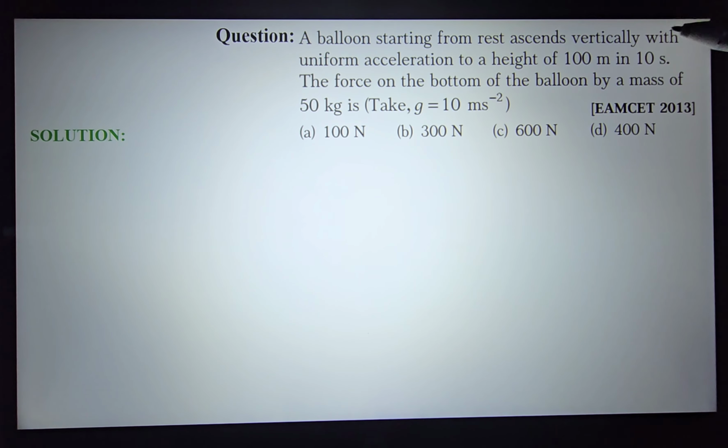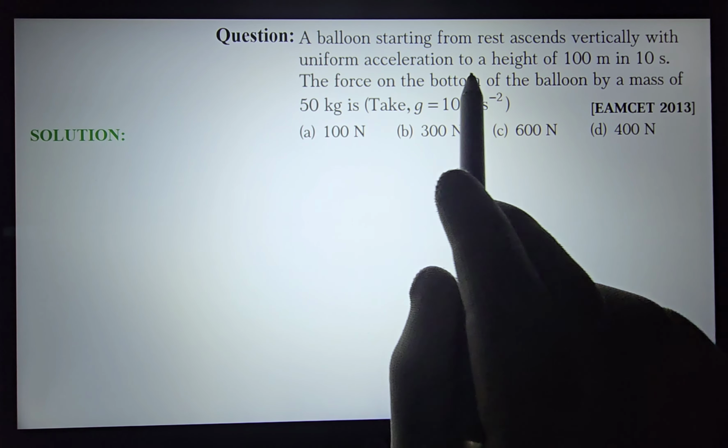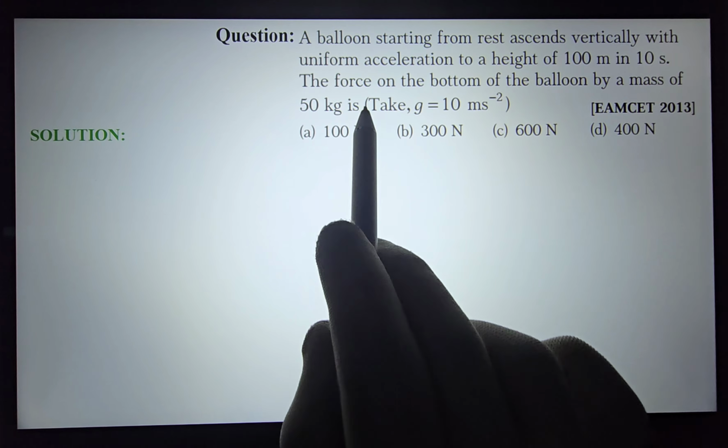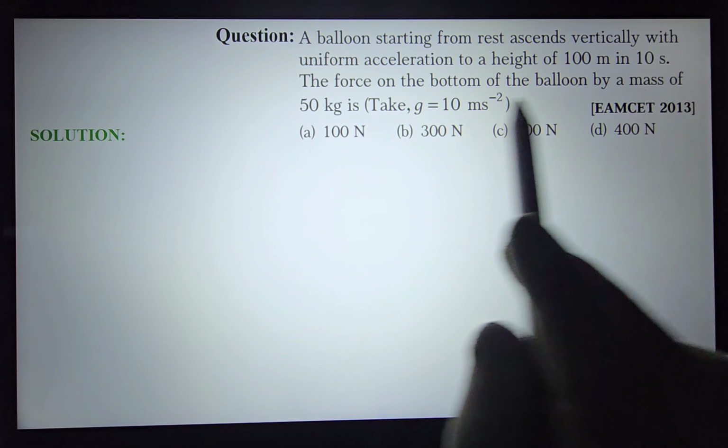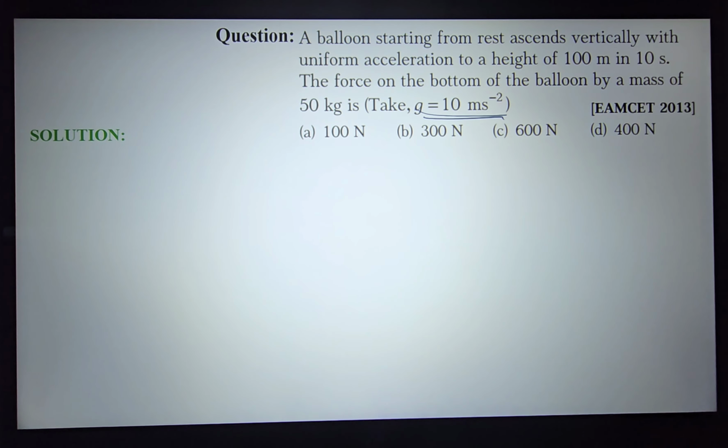A balloon starting from rest ascends vertically with uniform acceleration to a height of 100 meter in 10 seconds. The force on the bottom of the balloon by a mass of 50 kg is, see, take g is equal to 10 meter per second square. Now how to solve this problem? Because in this case height is given as 100 meter and time is 10 seconds. Okay, so using this simply you can calculate the value using equation of motion like this.